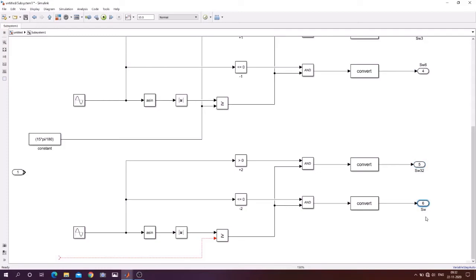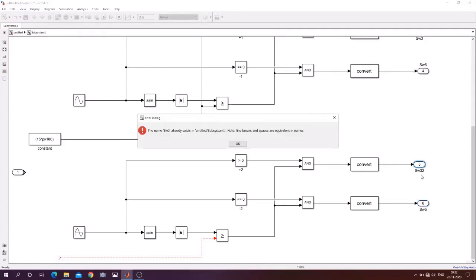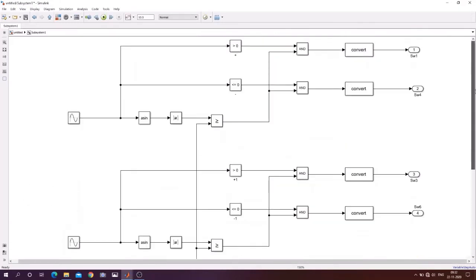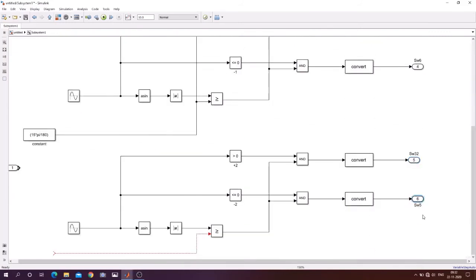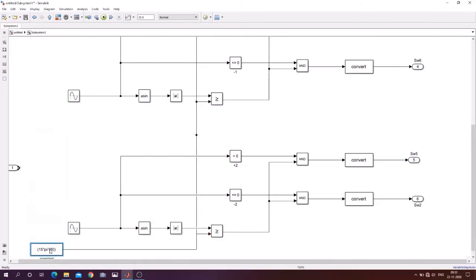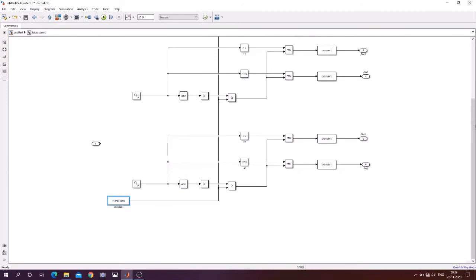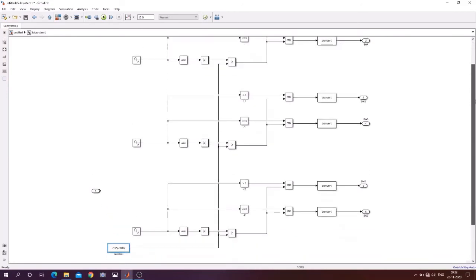So this will be switch 2, and this will be switch 5, upper half leg and lower leg. And the same thing. This will be compared with this value. So my 6 switches are ready.